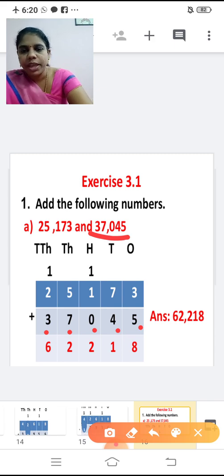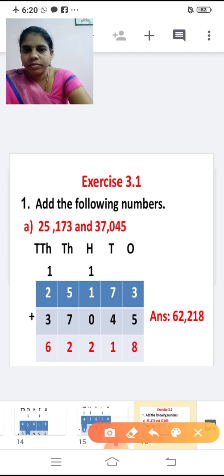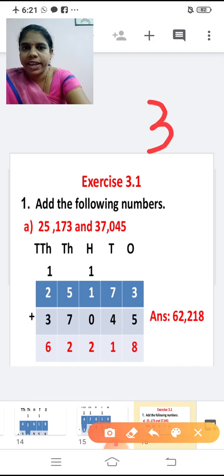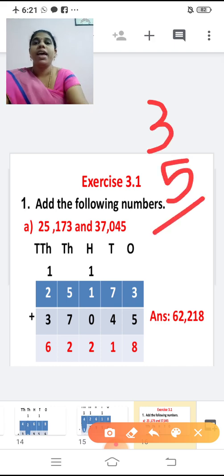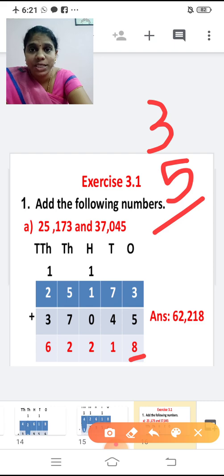Shall we add this now? While adding, first we are going to add the ones place, right? Shall we add the ones place now? So we are going to add 3 plus 5. Add and tell me the answer now, children. After 5, we are going to add 3 numbers. 5, 6, 7, 8. So 3 plus 5 is 8. So write it below the ones place.